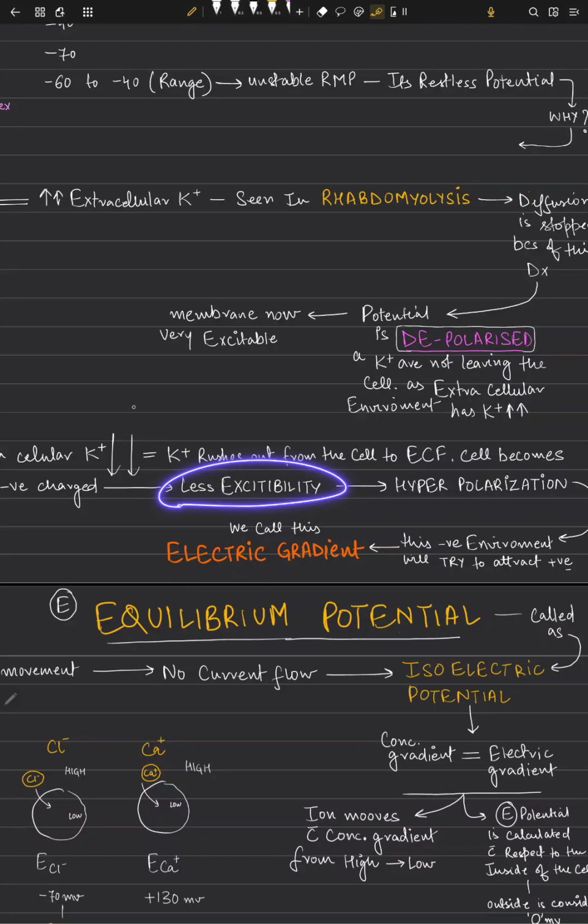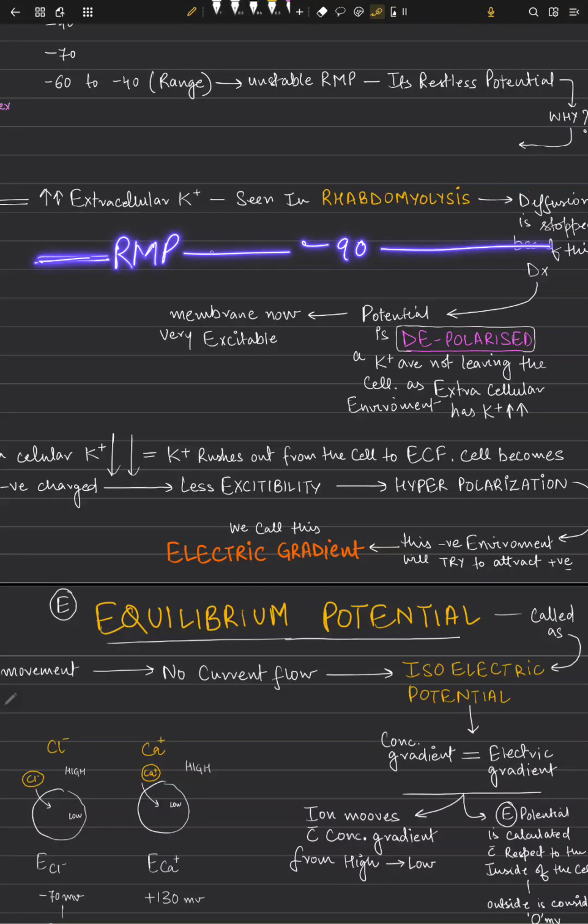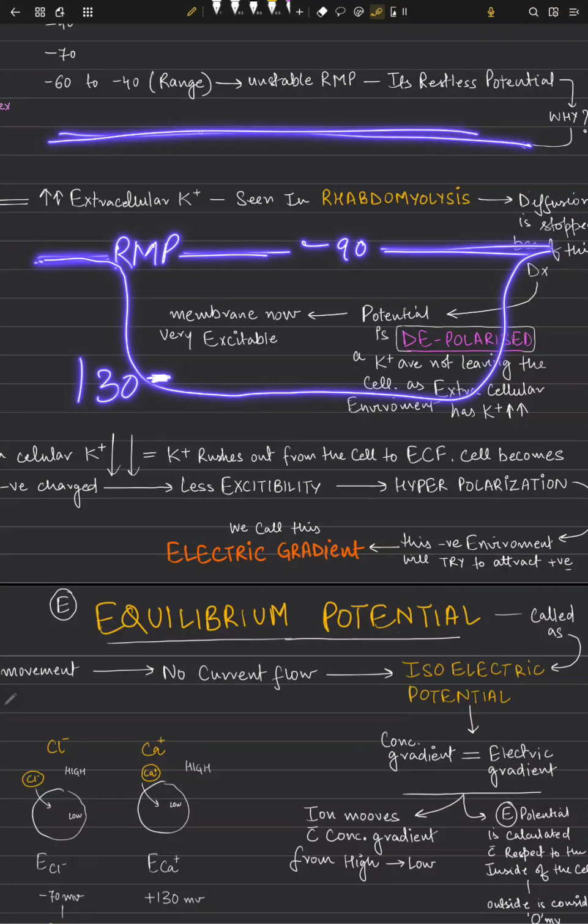It's less excitable because, just imagine your RMP is here. It's minus 90. But during the hypokalemic stage, your RMP dips, and it dips to maybe minus 130. So just imagine any threshold voltage is here, maybe positive 20 millivolt is your threshold for any sort of action.